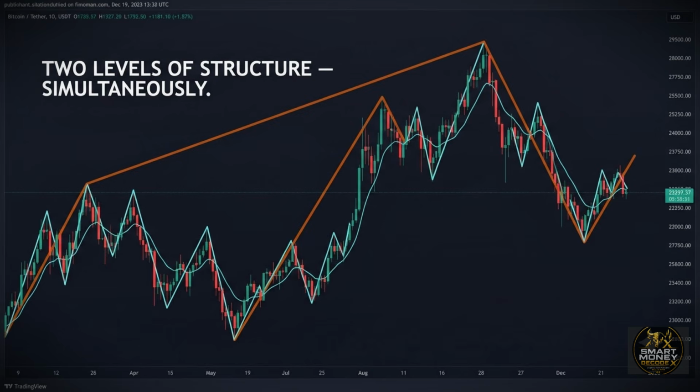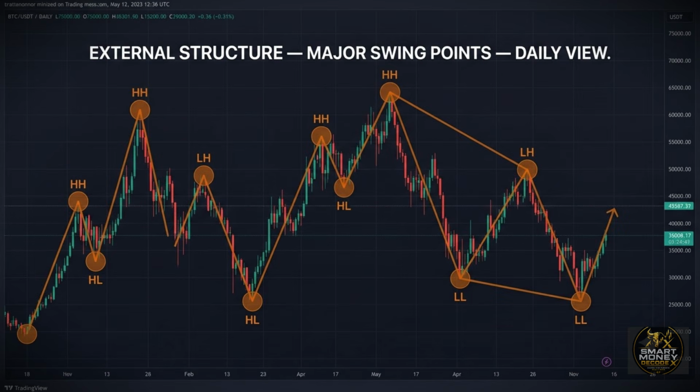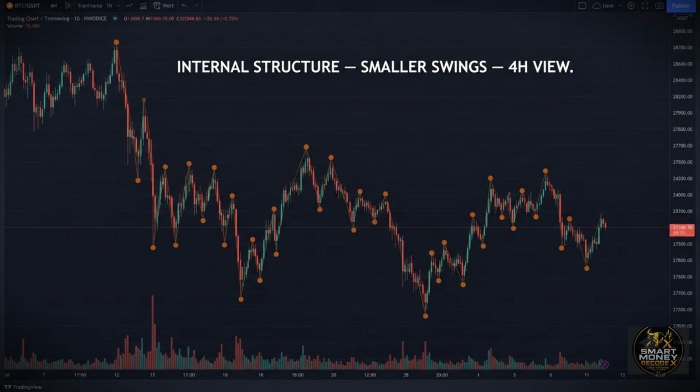Every trend contains two levels of structure simultaneously. The external structure is the higher time frame view, the sequence of major swing highs and swing lows that define the overall trend. The internal structure is the lower time frame view, the smaller sequence of swing points that make up each leg of the external structure.